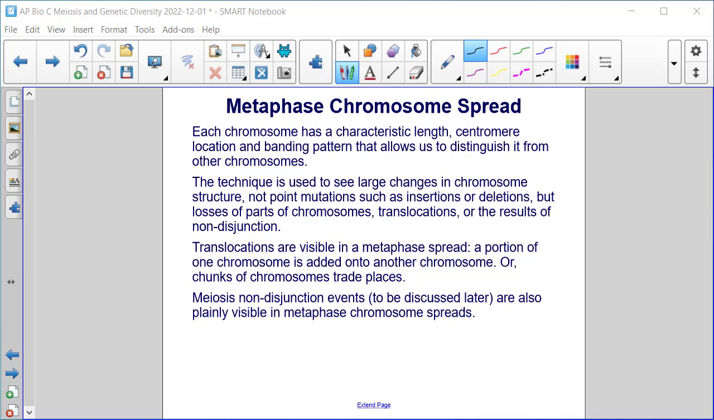Translocations are visible in a metaphase spread. A portion of one chromosome is added onto another chromosome, or chunks of chromosomes trade places. Meiosis non-disjunction events, which we'll discuss later, are also plainly visible in metaphase chromosome spreads.